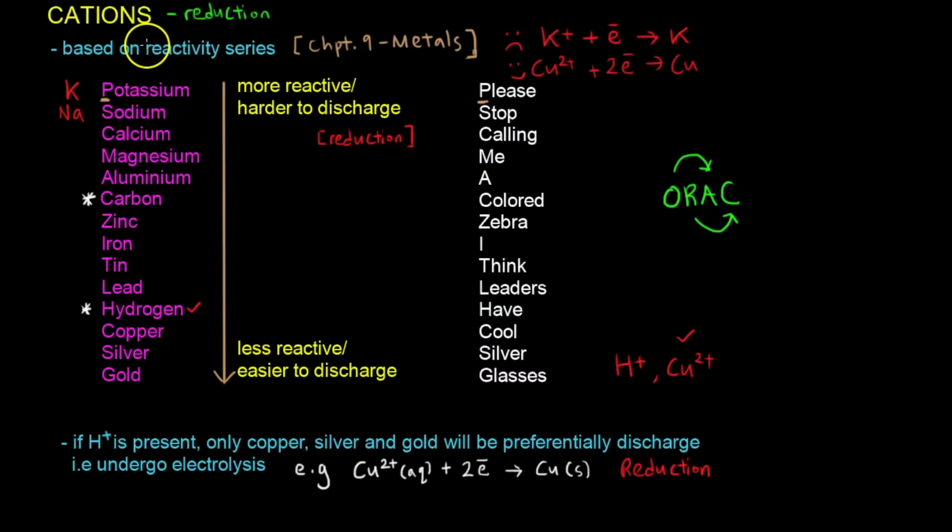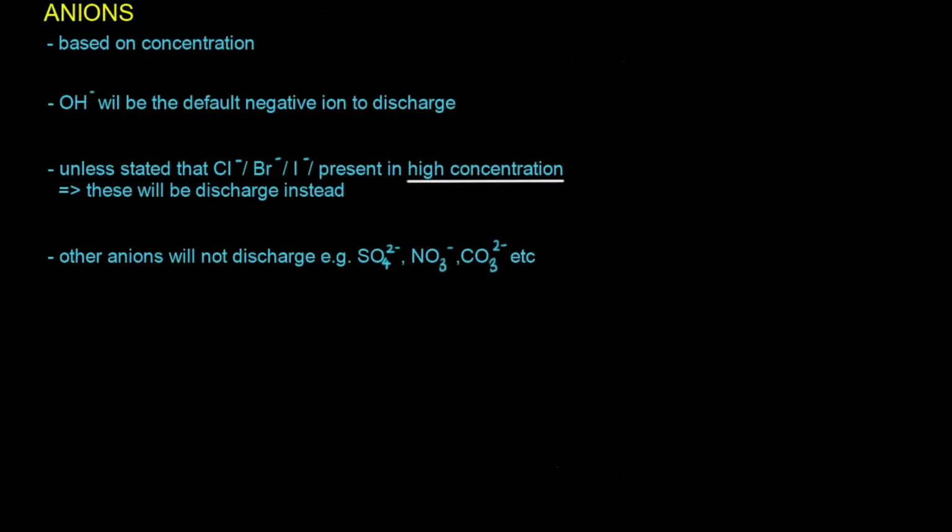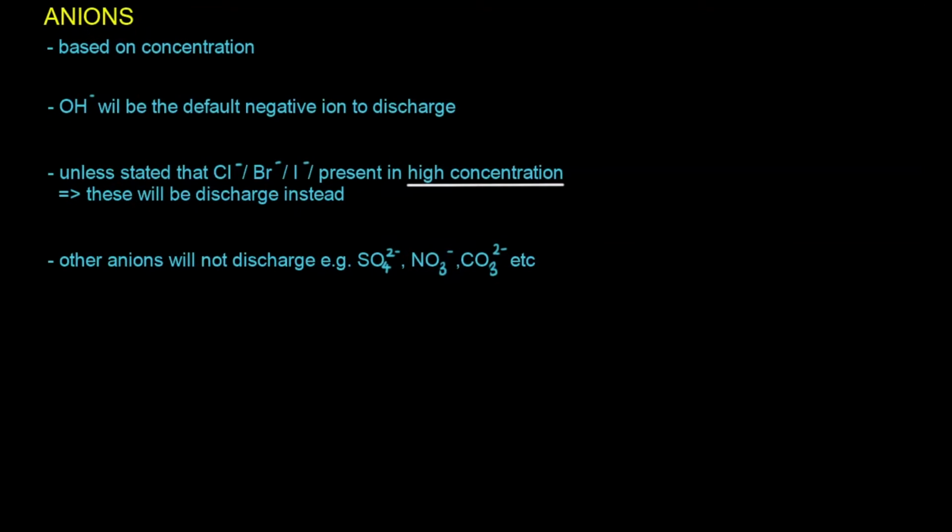So now we understand how cations are discharged based on the reactivity series. Whereas for anions, they are a bit different. They are based on concentration. We talk about cations being reduced; anions have to be oxidation. It's the opposite. So anion discharge is based on concentration.